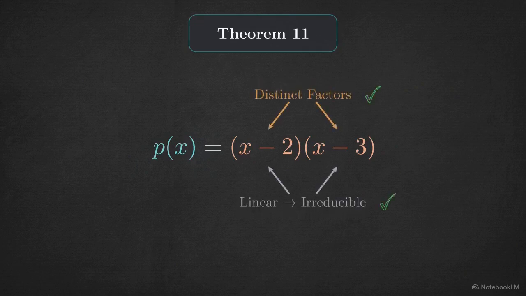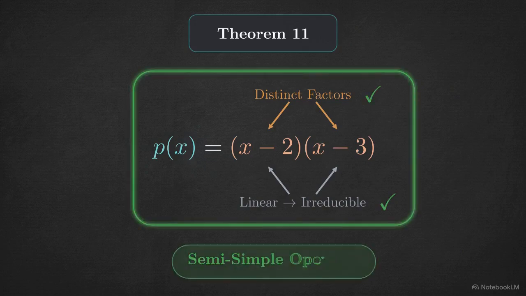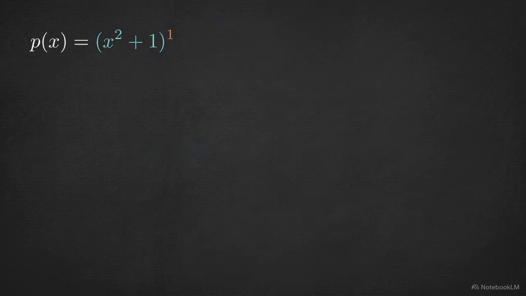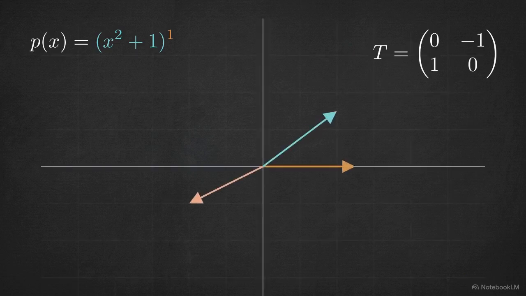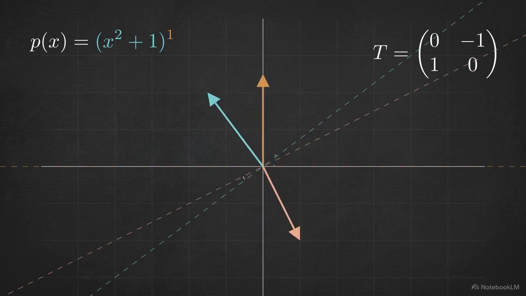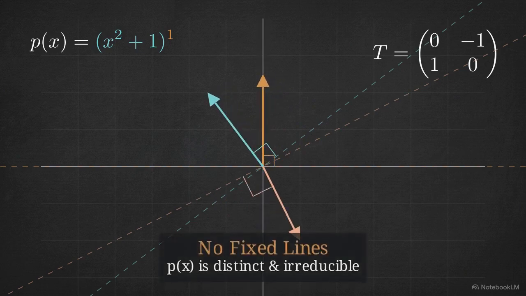Because the factors x - 2 and x - 3 are both linear and distinct, this operator satisfies the theorem and is semi-simple. Now consider p of x equals x² + 1 over the real numbers. This is a rotation operator. Geometrically, it looks rigid because it doesn't leave any lines or one-dimensional subspaces fixed. It moves every vector off its original path.